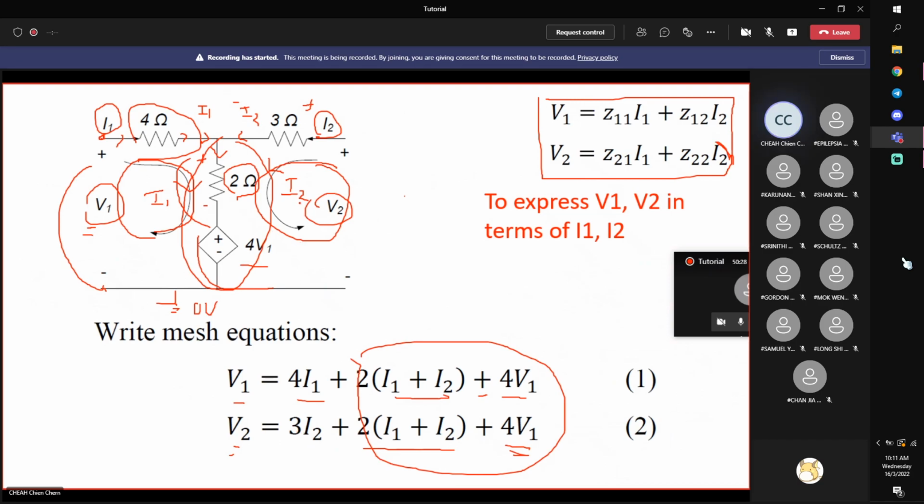As I said, this is one way of writing down the equations. You can write it using any way that you want. For example, increase, you put positive, or increase, you put negative. They all give you the same equation.